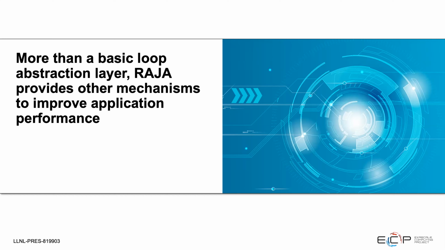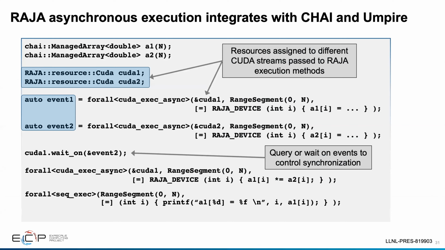All right, so more than a basic loop abstraction layer, RAJA provides other mechanisms to improve application performance. And I want to give a quick tour of some of these capabilities. So one of the newer features in RAJA is the ability to do asynchronous kernel execution with RAJA, CHAI, and Umpire. And as an example here, for folks who are familiar with CUDA streams, we can create different CUDA streams using this RAJA resource tool. And by creating CUDA 1 and CUDA 2, we're essentially creating two different streams where we can launch kernels, and the work will be done independent of each stream.